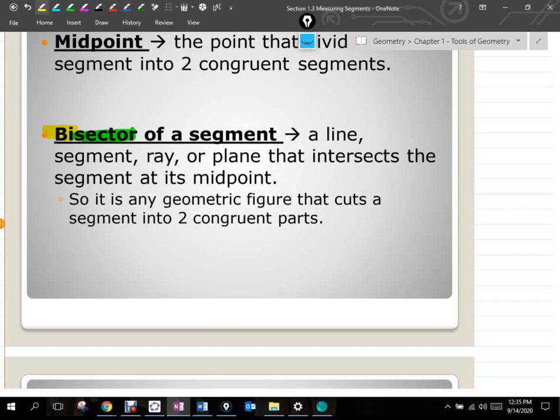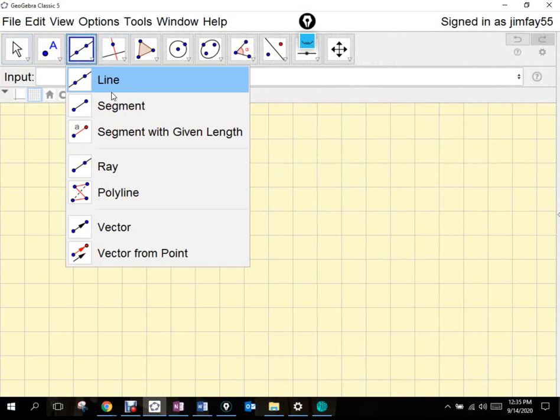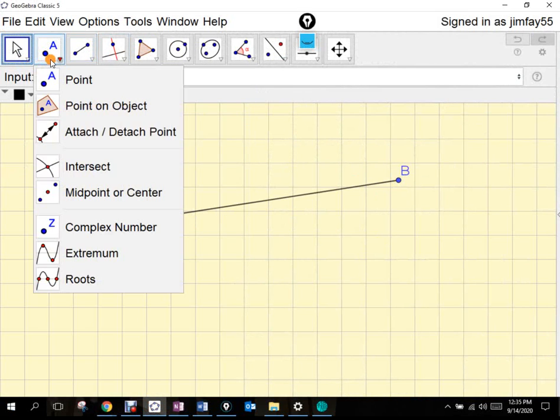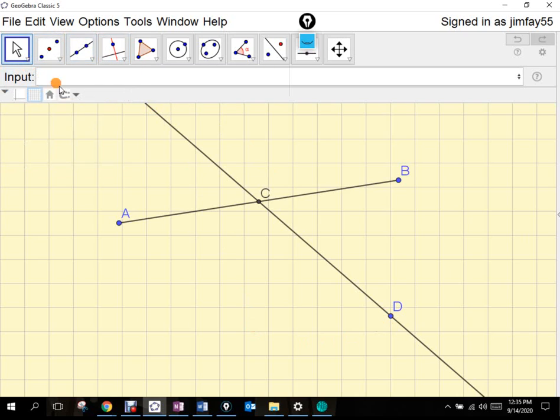Okay, so let's just go to GeoGebra here real quick. If I give you a segment and ask for the midpoint of that segment, so there's the midpoint, okay? Anything that I draw through C, so maybe it's a line. So that line right there, let's color it red. So that red line would be a segment bisector because it goes through the midpoint of AB. Does that make sense? Okay.